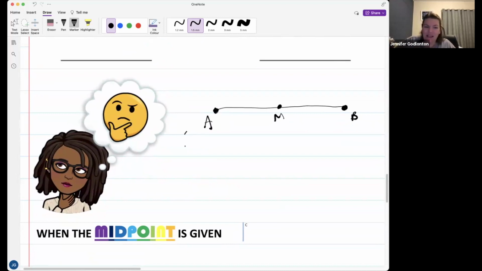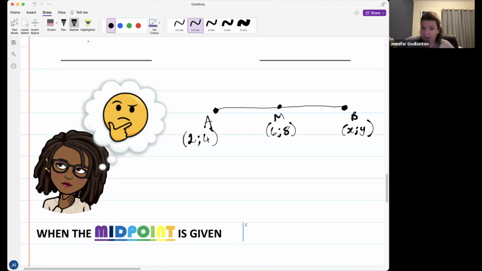So let's say that the coordinates for A were 2 and 4. And now let's say that they gave us a midpoint, which was 6 and 8. And they didn't give us point B. So because they didn't give us point B, I'm going to say that it's X and Y, because point B is something we don't know.